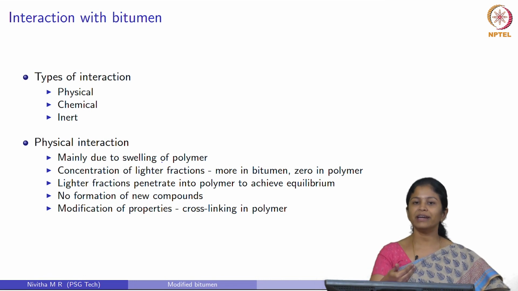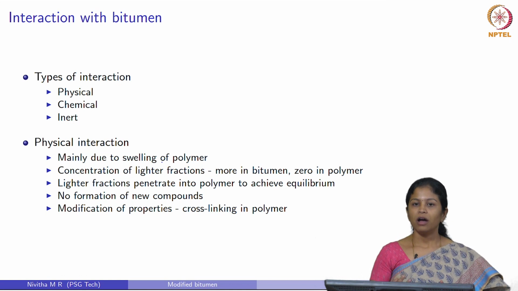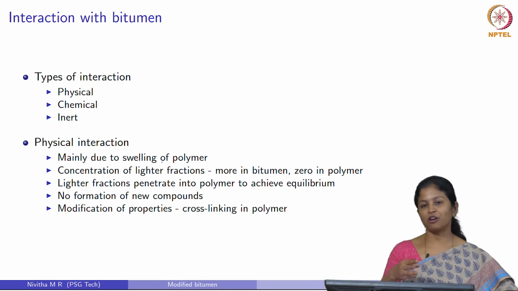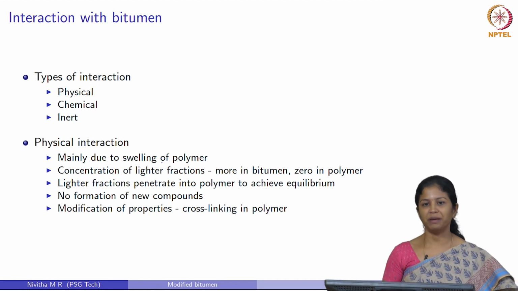Before getting into each of these modifiers in detail, let us look into the types of commonly developed interactions between modifier and bitumen. There are 3 types of interaction which are commonly reported. The first one is a physical interaction, the second one a chemical interaction, and the third one is an inert case. Let us see what each of them are.